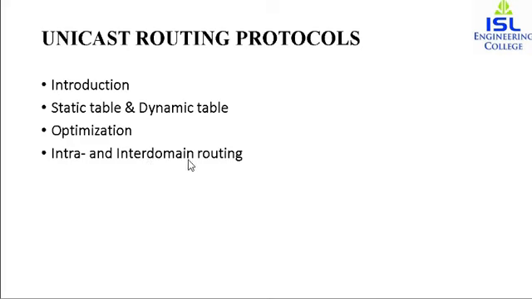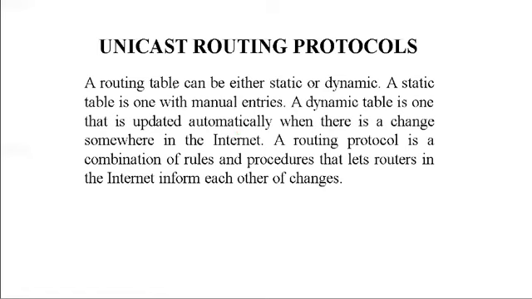So first and foremost, what are the different routing tables we have? Whenever we are talking about a routing table, it can be either static or dynamic. Now, what is a static table? A static table is one with manual entries. Who does the manual entry over here? In the case of a static table, the network administrator is responsible for the manual entries. While in the dynamic table, it is updated automatically whenever there is some change in the internet.